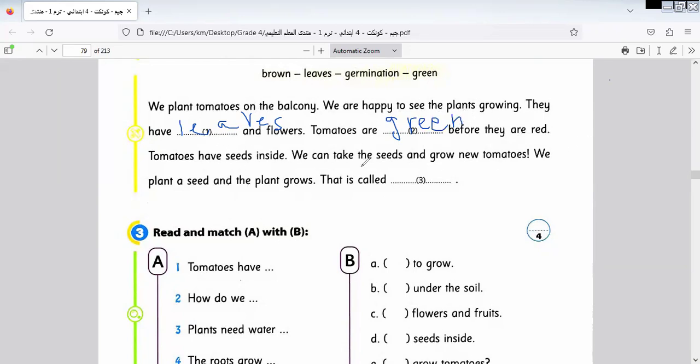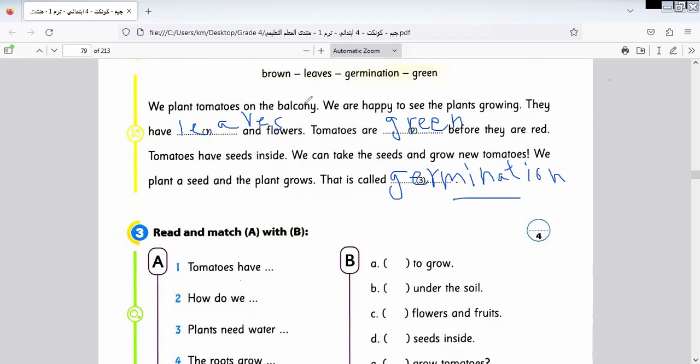Tomatoes have seeds inside. We can take the seeds and grow new tomatoes. We plant a seed and the plant grows. This is called germination. As you are listening, you say germination, and we take this process next year in science to know more about it. Now we give you a brief about this process. Next year we take it in detail, in science, not in English.